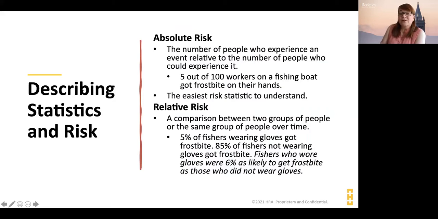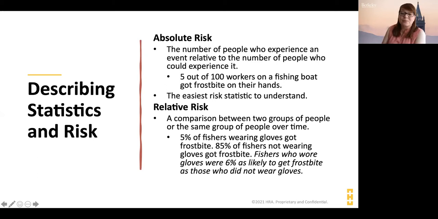Okay, absolute risk and relative risk. So we have been talking about the absolute risk, which is something like 5 out of 100 workers on a fishing boat got frostbite on their hands. And that is the easiest way to understand a ratio for most people. And relative risk is somewhat different. It's a more complex concept, and it's a comparison of 2 similar groups, or 2 similar ratios. It can be 2 groups of people or the same group of people over time.